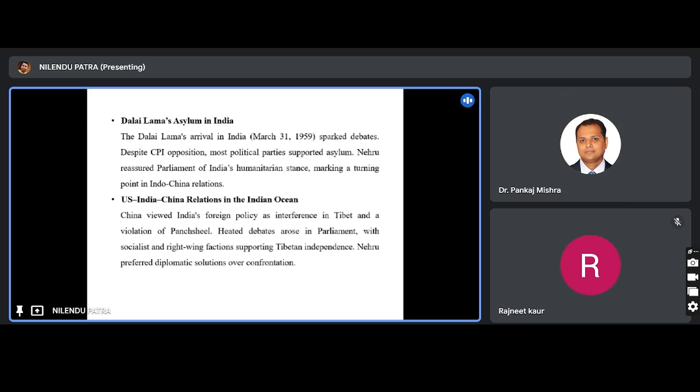US-India-China relations in the Indian Ocean. China viewed India's foreign policy as interference in Tibet and a violation of Panchsheel. Heated debates arose in parliament, with socialist and right-wing factions supporting Tibetan independence. Nehru preferred diplomatic solutions over confrontations.